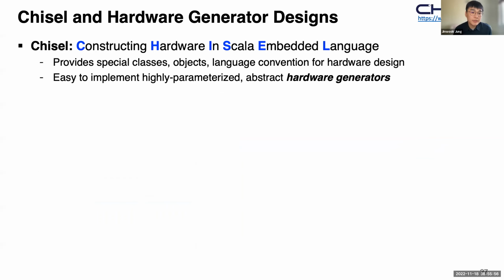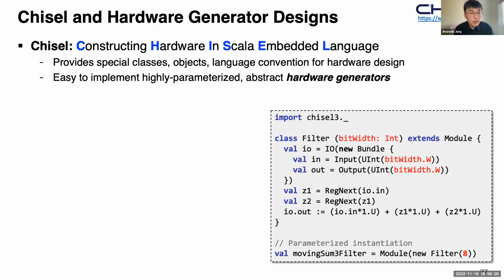So first, I will describe Chisel and hardware generators. Chisel is an open source domain-specific hardware design language written in Scala. It consists of a set of special classes, predefined objects, and language conventions for facilitating agile hardware design. And with Chisel, it is very easy to write highly configurable hardware generators utilizing the functional programming features of the Scala language. And here's a minimal example of what Chisel code looks like.